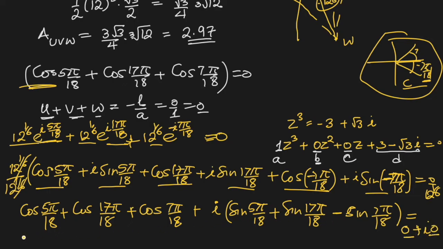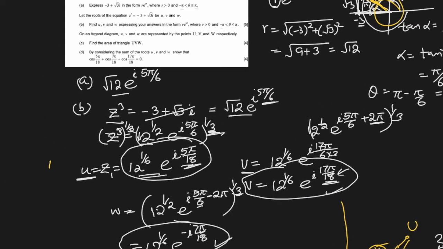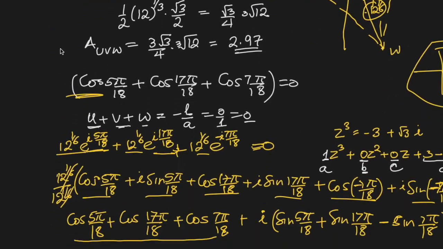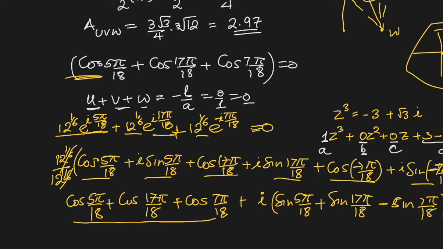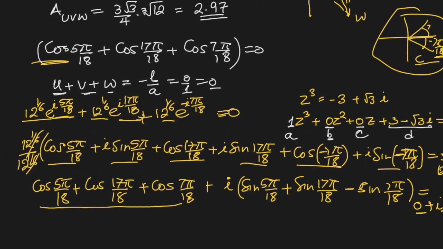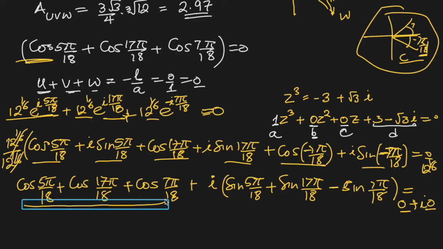And if we compare the real part with the real part, that gives our required proof that they wanted. This is the real part on the left side, and by considering the sum, we have shown that this is equal to the 0 we have written here. So shown. That is it.